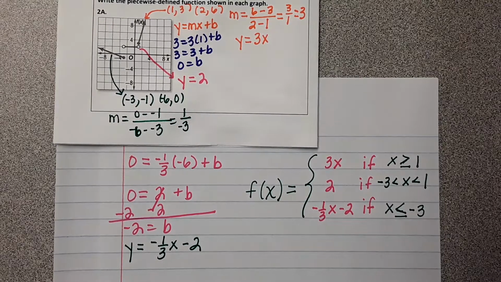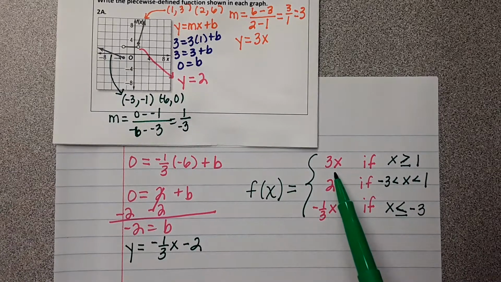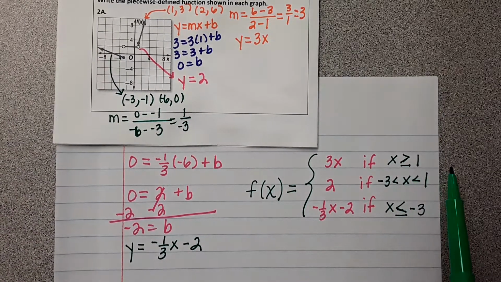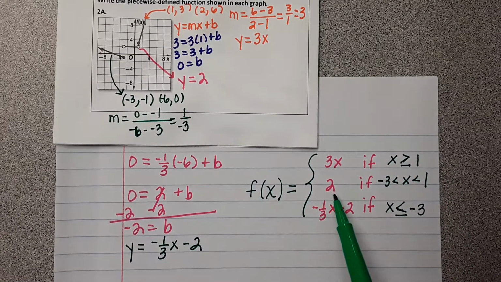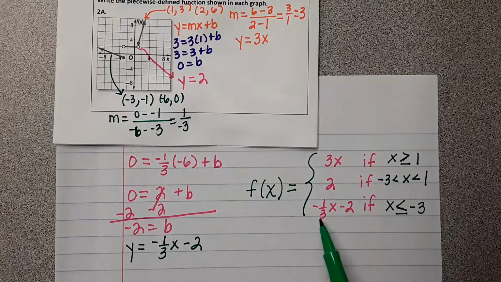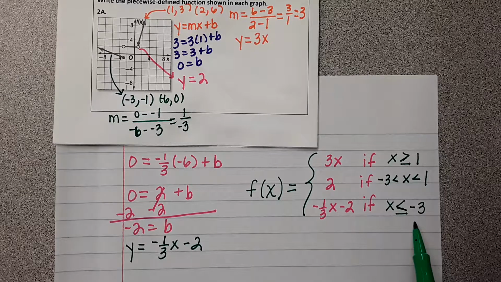Okay, so again, you guys, the reason they're called piecewise functions is because we're taking pieces of the line. So what piece of the line do we have of y equals 3x? We have the piece where x is greater than or equal to 1. What piece of y equals 2 do we have? We have the piece that's between -3 and 1, and it doesn't include them. -3 and 1 is not a solution. Then the piece of the line we have for -1/3 x minus 2 is the piece where x is less than -3.